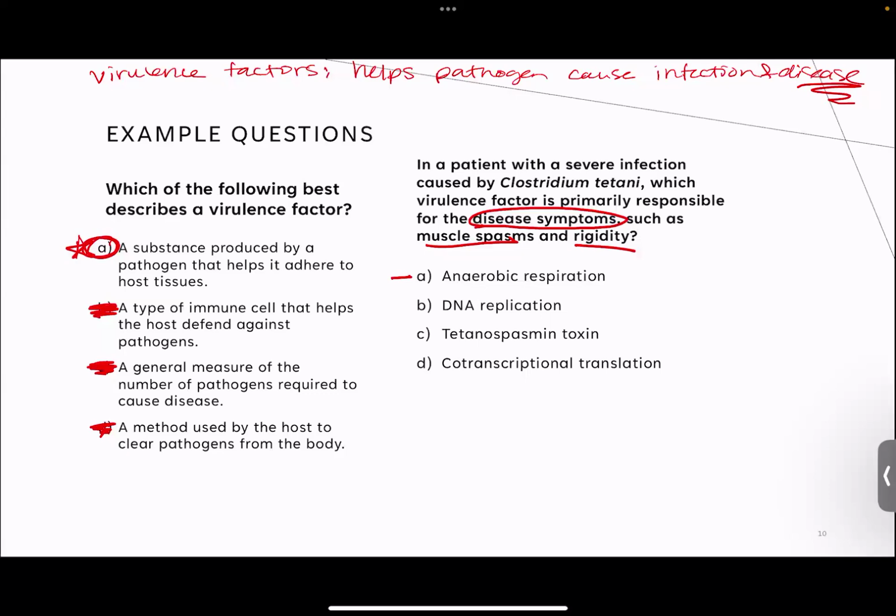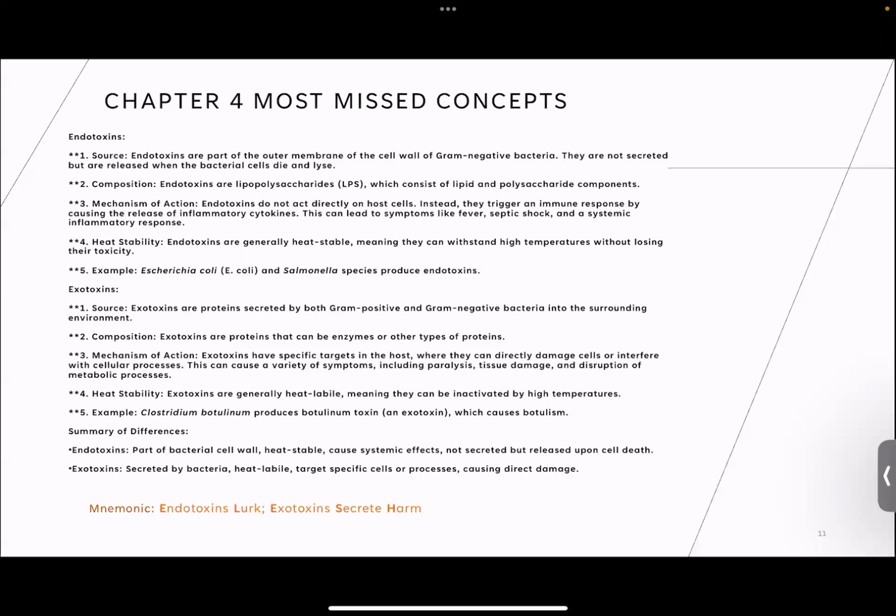Is it the fact that it undergoes DNA replication? Y'all, all cells undergo DNA replication. This is not going to be the thing that's leading to muscle spasms and rigidity. So this isn't special to tetani. Is it the tetanospasmin toxin? I mean, that's a giveaway. Is it the co-transcriptional translation? So bacteria can do this. They can translate while they're transcribing. But is that our virulence factor that leads to this? Right. So C is our best answer here.